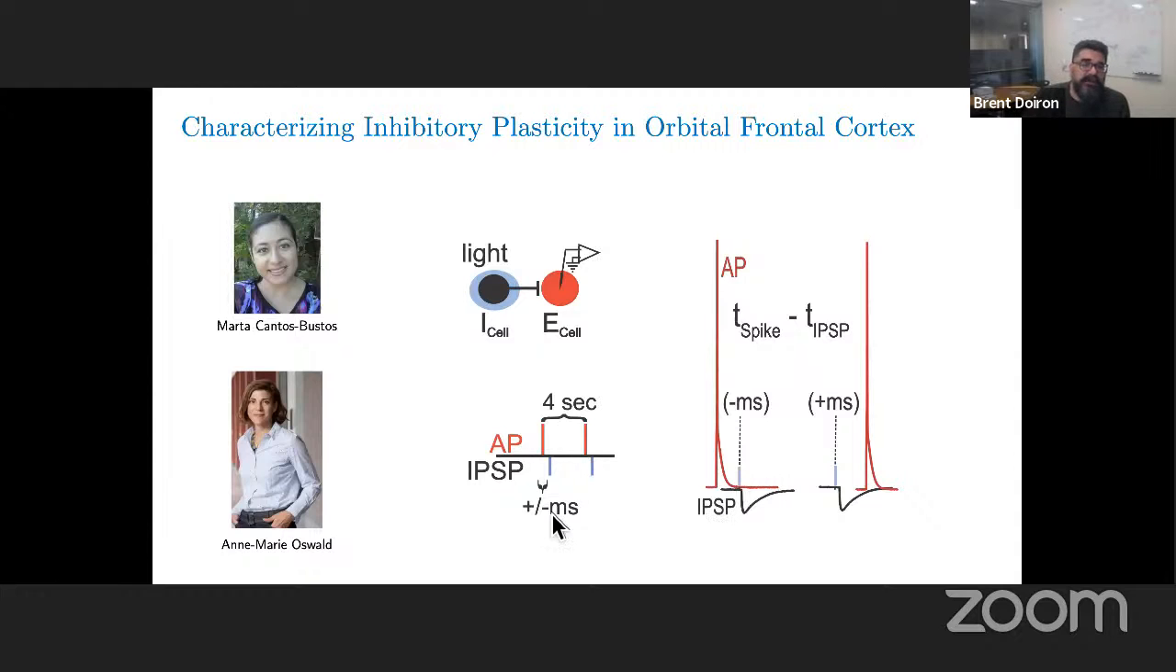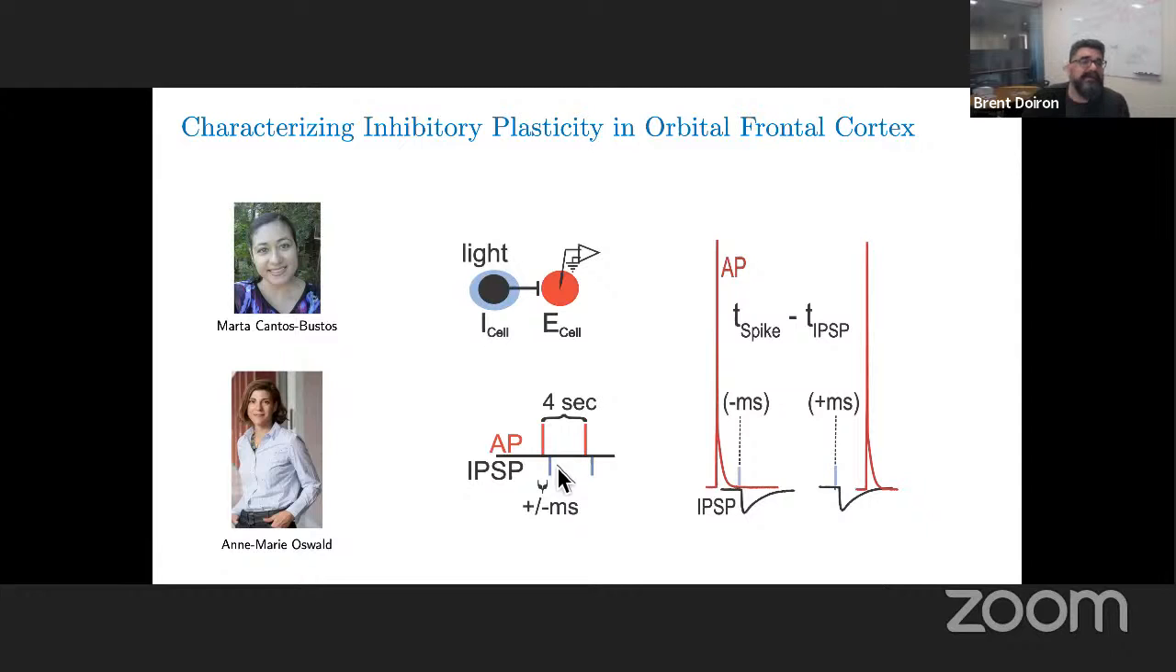So first I'll show you the data here. This was data collected by Marta Kentos-Bustos in the lab of Anne-Marie Oswald when she was at the University of Pittsburgh. Now she's at the University of Chicago. And what Marta did is she looked at slices of orbitofrontal cortex. She could optogenetically activate a specific inhibitory cell class, record with a patch electrode in a pyramidal cell, and then record the IPSP strength. You can force the E cell to have a spike as well, and do this for various lags and leads for the plasticity protocol.